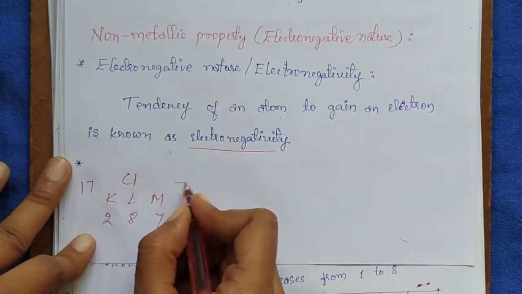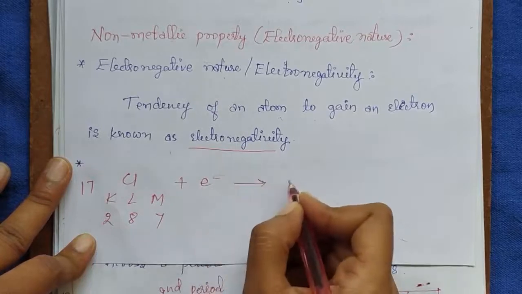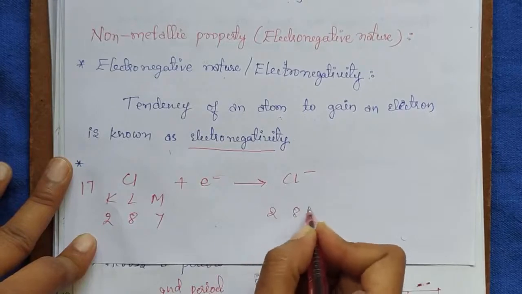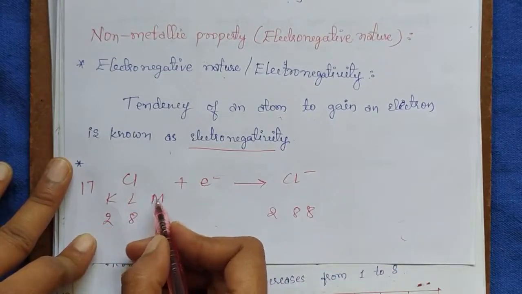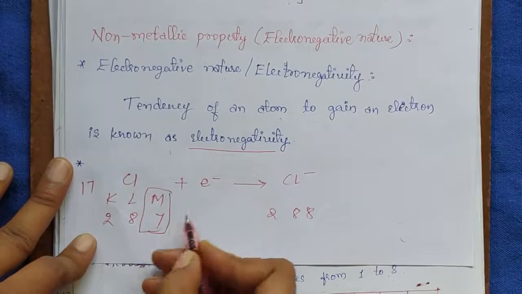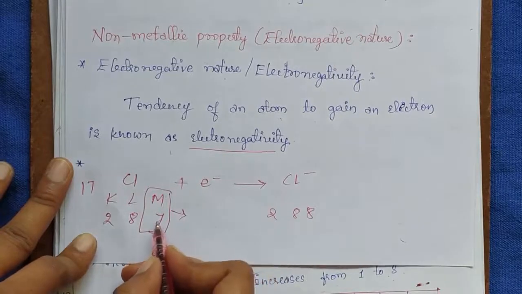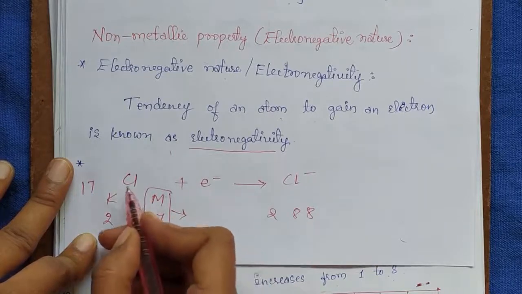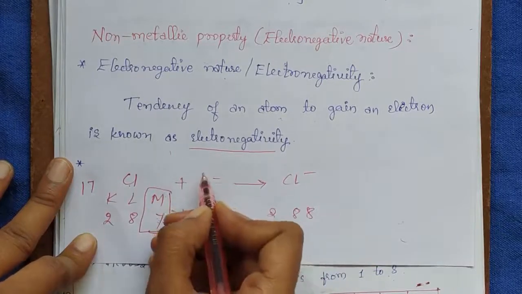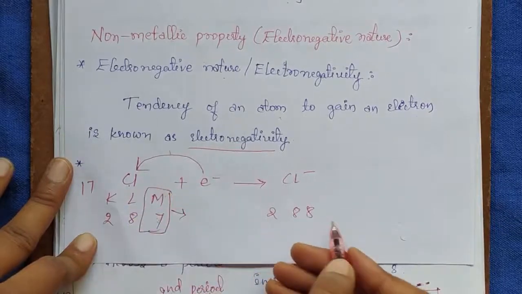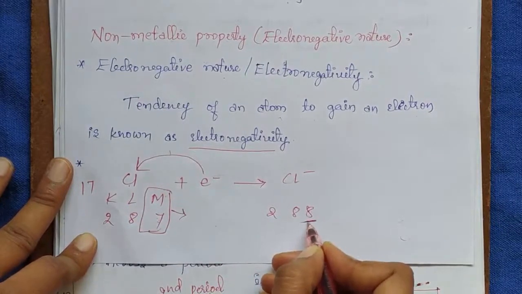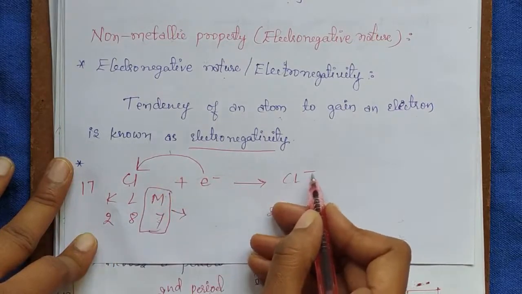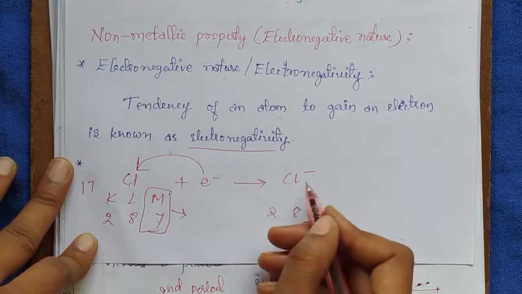This chlorine can gain one electron and it will form the anion, 2, 8, 8. You can see here, this M is the valence shell. In the valence shell, one electron is needed to fill it. So instead of losing one electron, chlorine can gain one electron easily and it will have the octet in its valence shell. So on gaining one electron, it will have one negative charge.